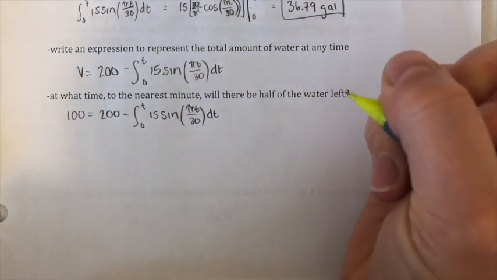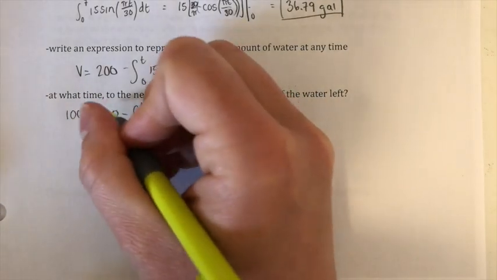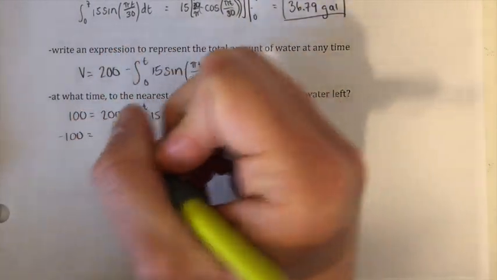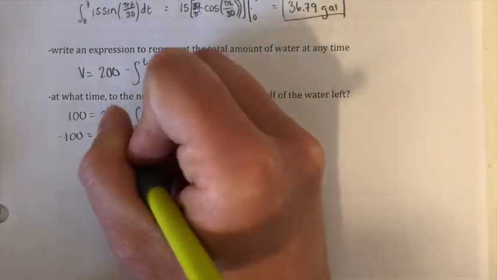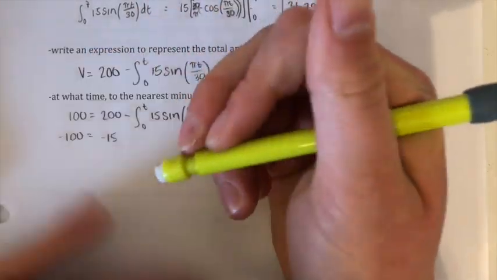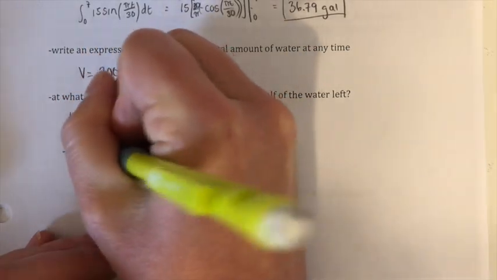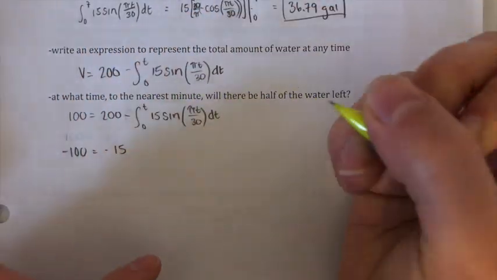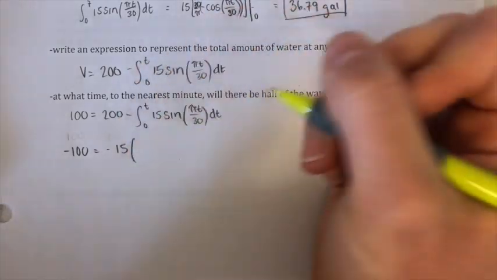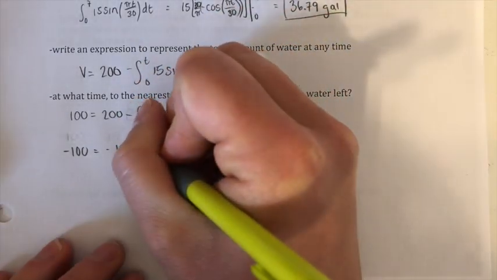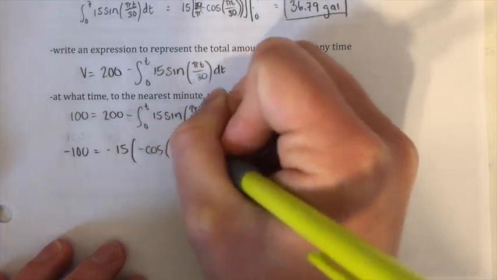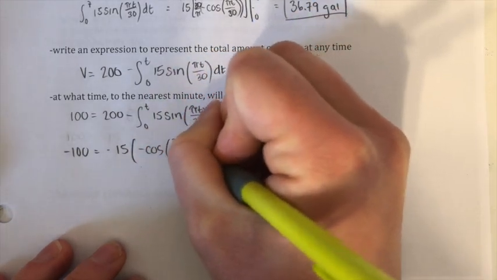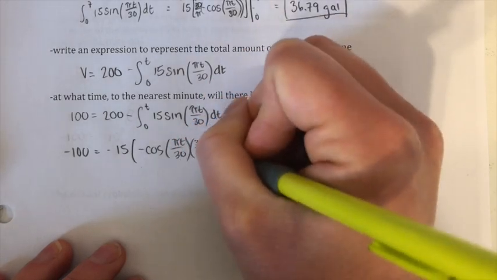If I move the 200 over, then I have negative 100 over here. And then that 15 can come out. It's still a negative because of this guy. I'm going to move this down a little bit so I have more room. So negative 100 equals negative 15, because that 15 is going to come out, and then we're doing the integral of this thing. So again, it is negative cos of pi t over 30 times 30 over pi from 0 to t.